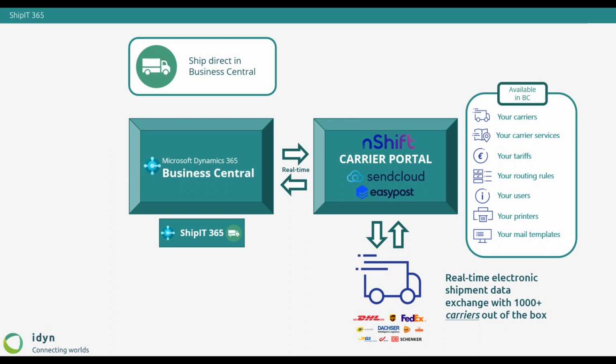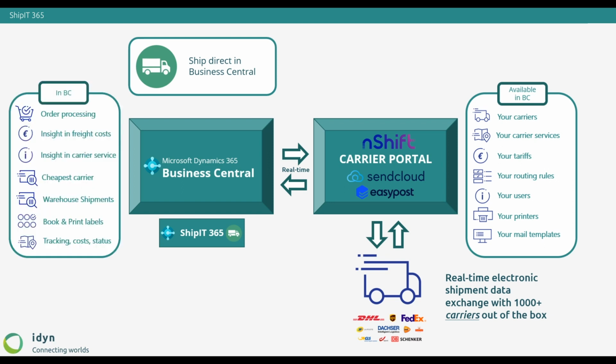ShipIT 365 integrates the shipping portal with Business Central. That means that carriers that are activated on the portal are available in Business Central through ShipIT 365. This also means that from Business Central, we can start booking our transportation directly from the order flow. We have visibility into logistics and transport costs, and we can see which transportation services are all available to do our transportation of our sales orders or other orders.